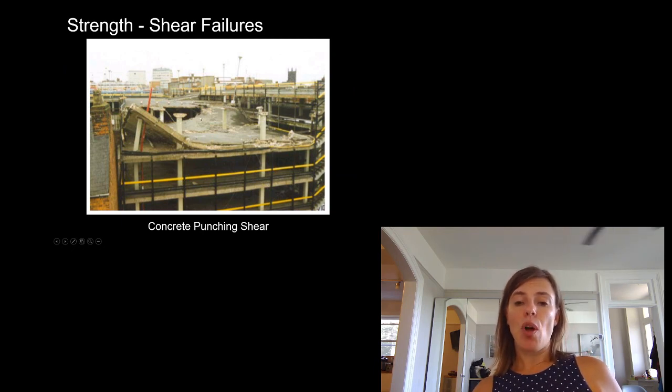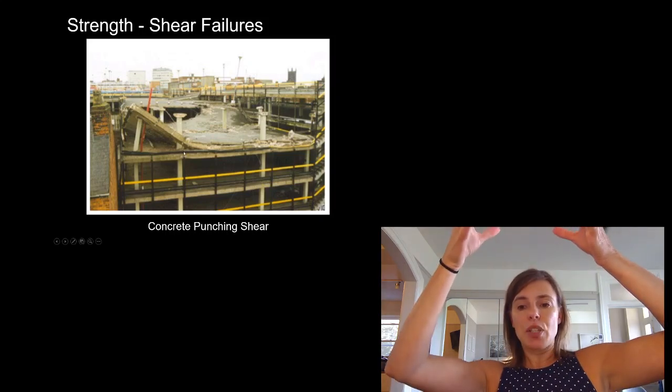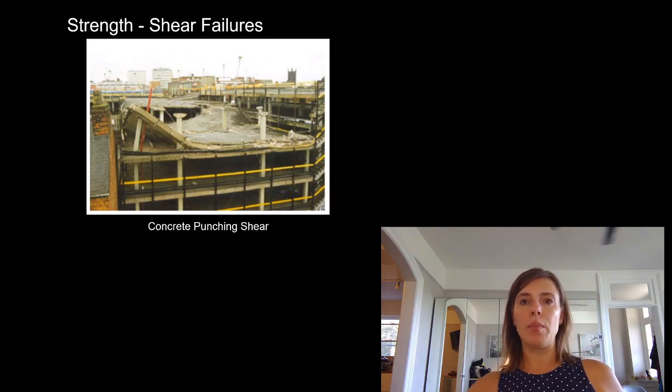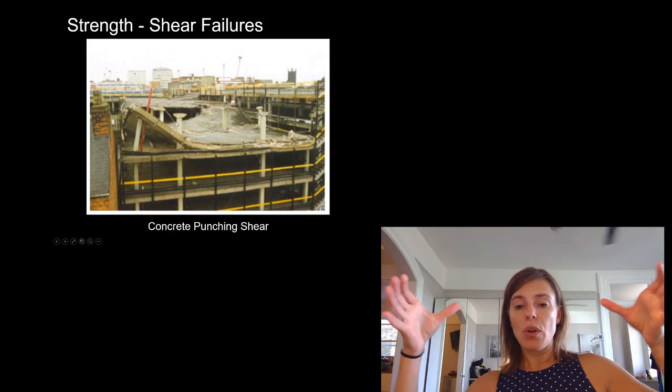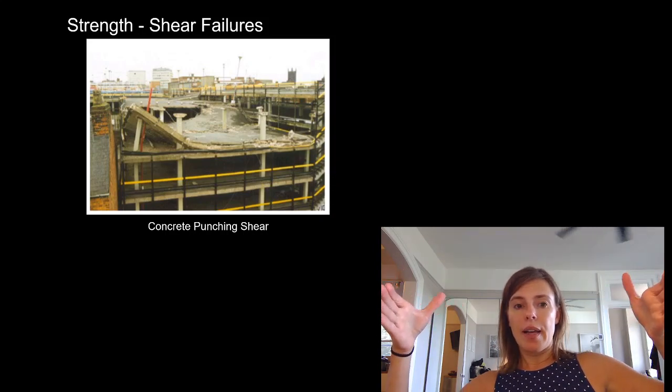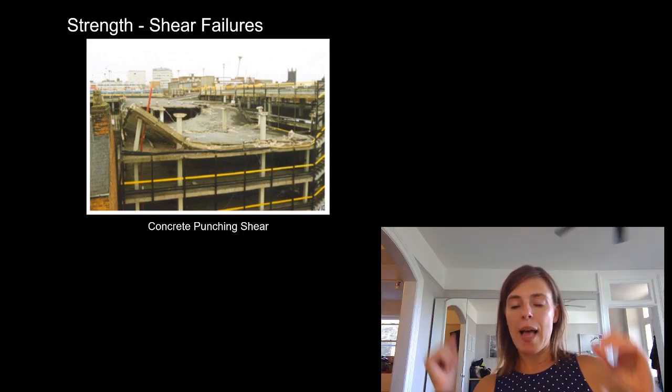Shear failure is the most common method of slabs to fail. So you can see here that punching shear where the slab just slips down around the column. Often what we do right here is put capitals or drop slabs in a column.